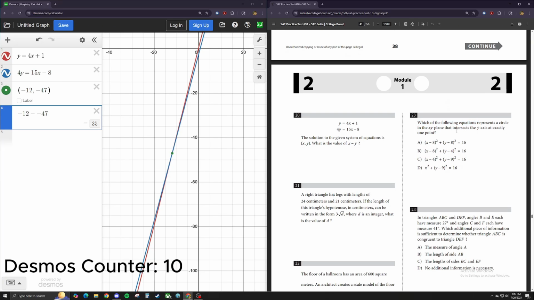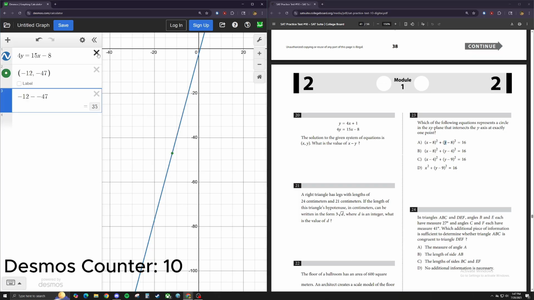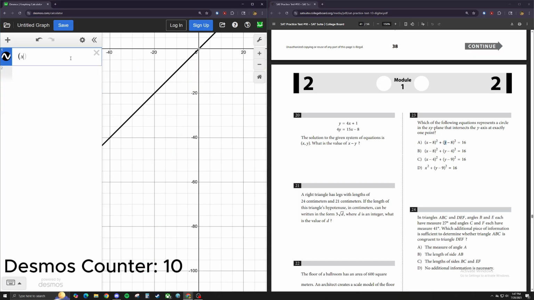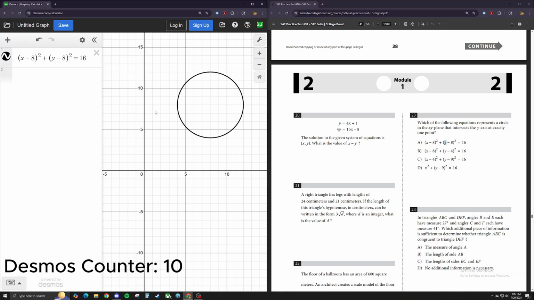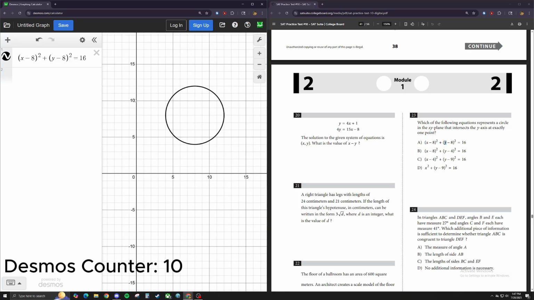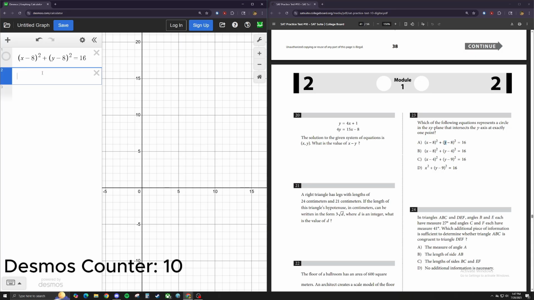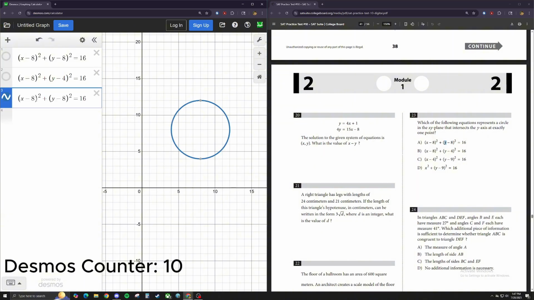Which of the following represents a circle that intersects the y-axis at exactly 1 point? Okay, so we could brute force these into Desmos also. Just plot every single answer choice that they give you and see where it matches the conditions that were given to us. So this one doesn't work. It's not intersecting the y-axis at all. And then we could just speed things up a little bit. y minus 4 equals 16. That one also does not touch the y-axis. And this one does touch it at one point, so the answer should be C.